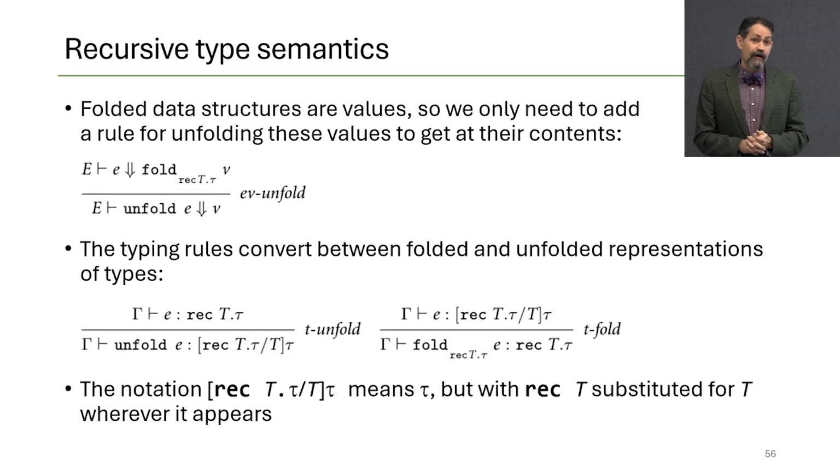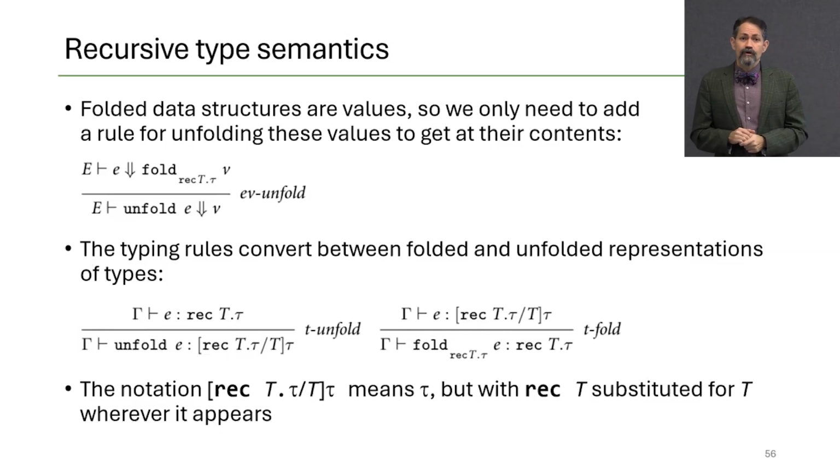So let's look at our semantics now. So folded data structures are going to be values. And so we only need to add a rule for unfolding those values to get at their contents. And so if we have an expression unfold of E, then E had better evaluate to some fold expression, and then unfold of E gives us the value that was inside the folded thing.